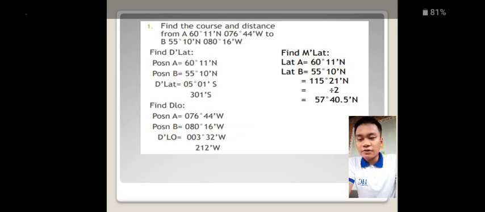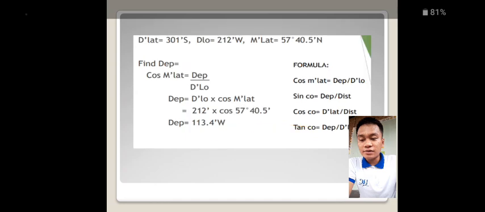Second is to find our d long. Long 1 is 76 degrees 44 minutes west. Subtract long 2, which is 80 degrees 16 minutes west. Our d long is 3 degrees 32 minutes west, or 212 minutes west. Third is to find our m lat. So 60 degrees 11 minutes north plus 55 degrees 10 minutes north equals 115 degrees 21 minutes north. We divide this by 2.